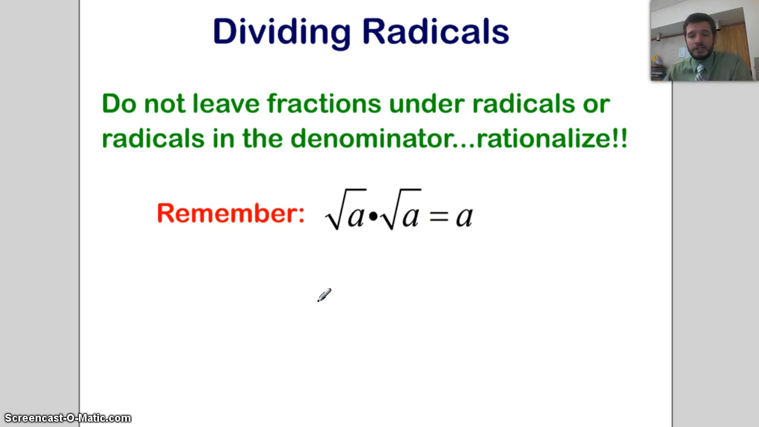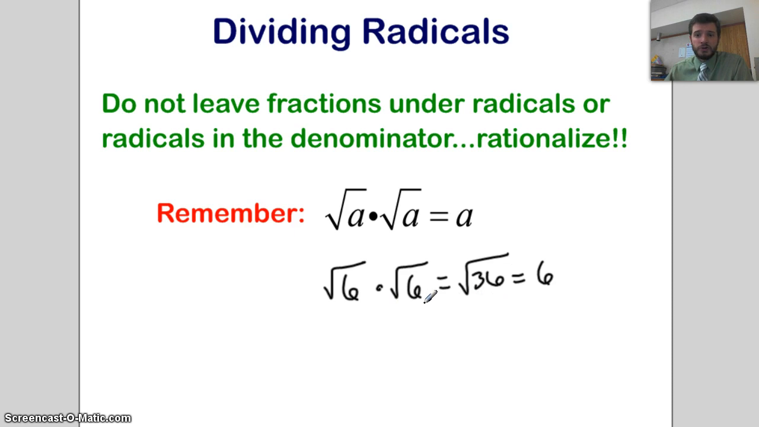If I did, let's say 6, the square root of 6 times the square root of 6 equals the square root of 36, which is 6. So I can just go straight to 6 if I see this. This is what I'm looking for here. Whenever I multiply a radical by a radical and it's the same thing underneath, the radical just cancels out. That's what we need to see whenever we're doing these kinds of problems. So let's look at it.